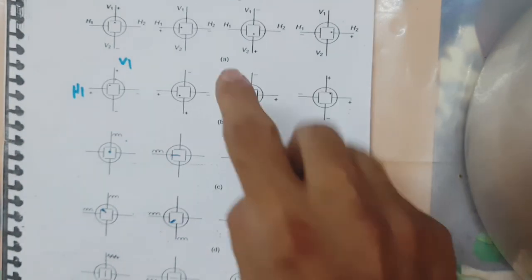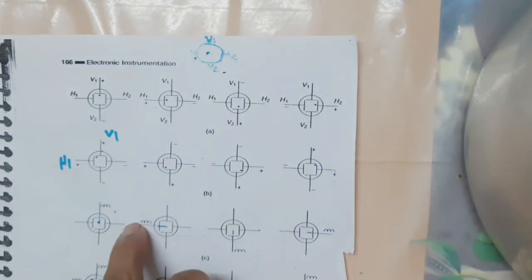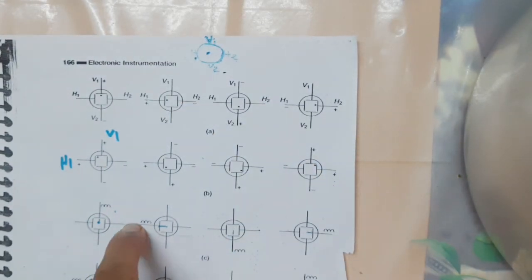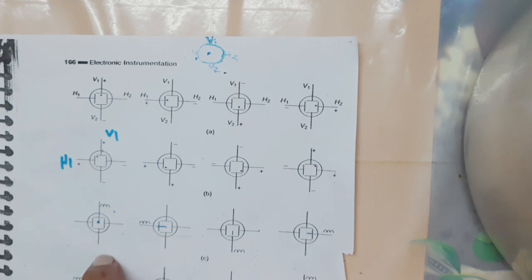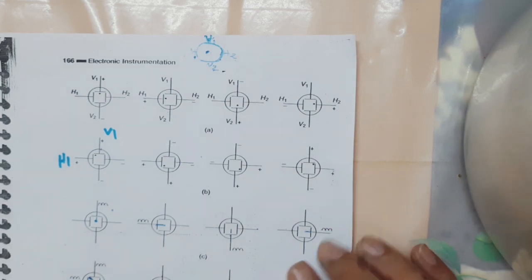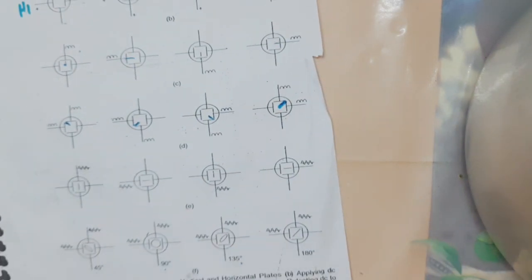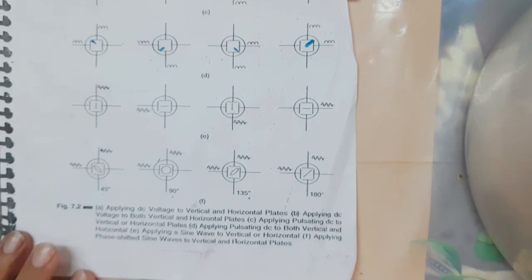If we are applying DC, we are getting this type of pattern. If we are applying a half sine wave, we are getting this type of pattern. If we are applying the half sine wave or half waveform to two plates, then we are getting this type of pattern, and we are getting this type of pattern when we are applying a full sine wave. This is when the angle is at 45 degree, 90 degree, 135 degree and 180 degree.